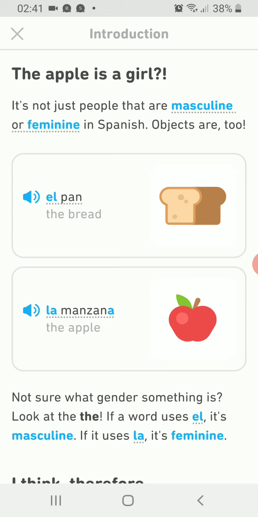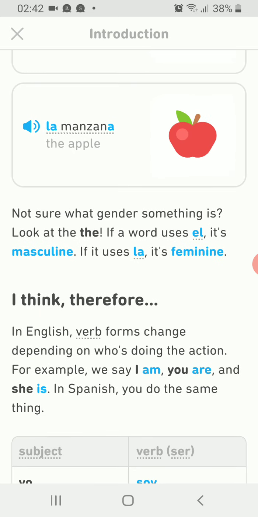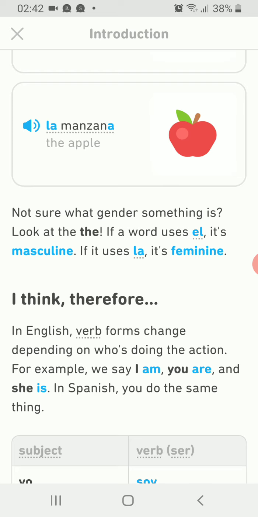Notice that the letter Z is pronounced like S. Manzana. La manzana. This is something else you have to bear in mind. Phonetically, you have to get used to those phonemes, yes, Spanish phonemes. Not sure what gender something is, so what do you have to do?